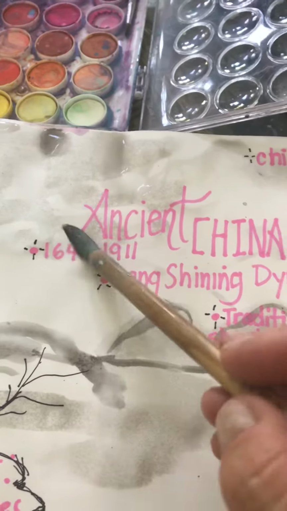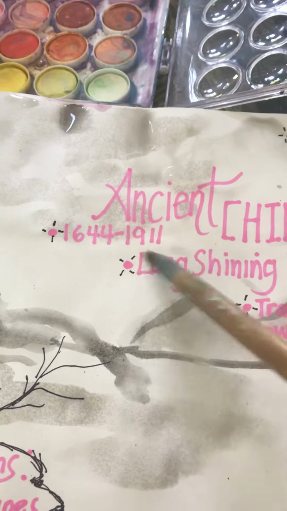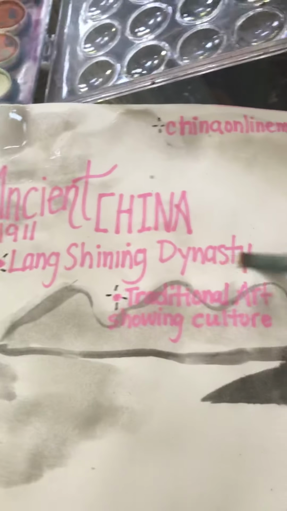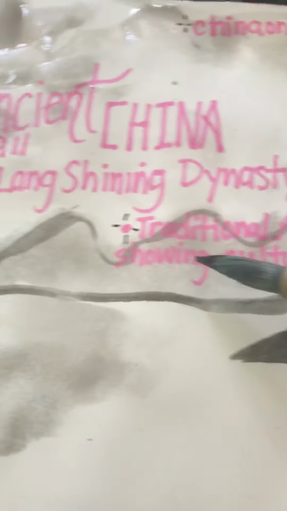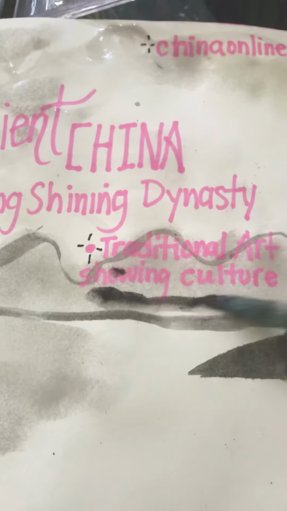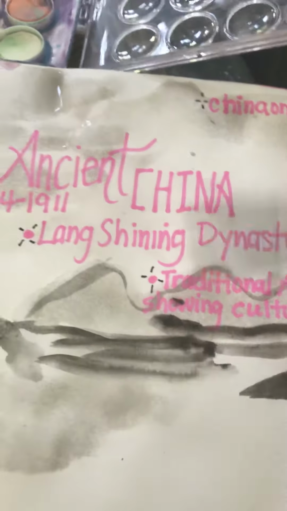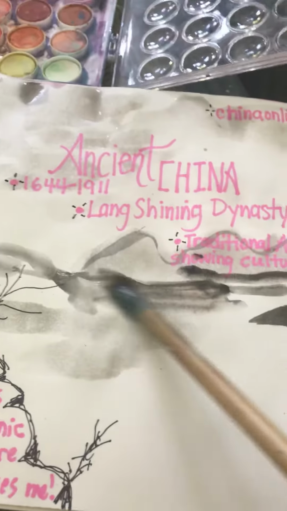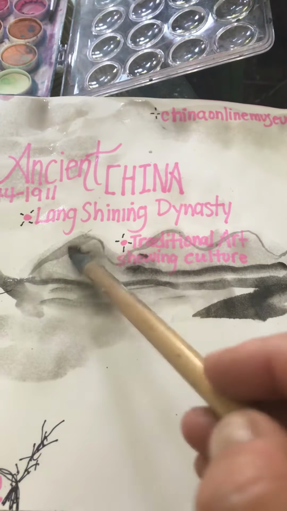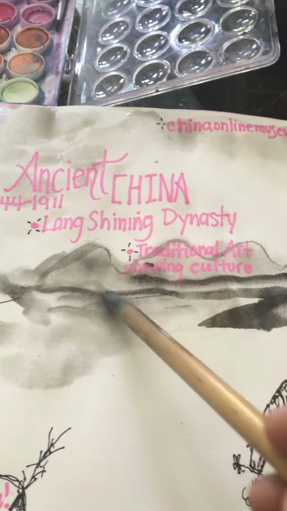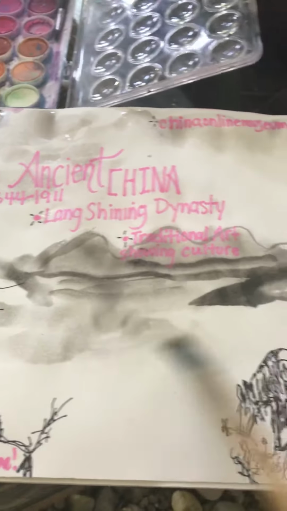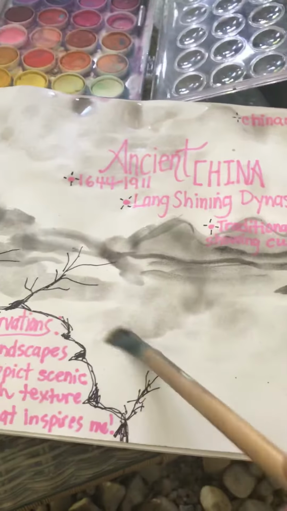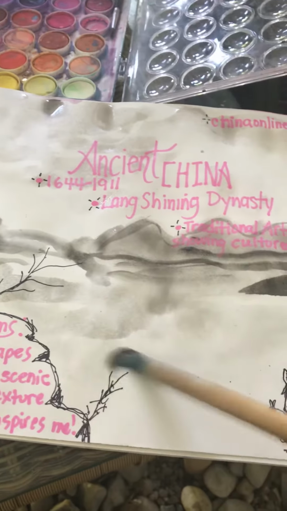Alright, my 3 facts are ancient China, 1644 to 1911. The Qing Dynasty is another fact. And another fact is traditional art showing culture. Okay? And this is something I want you guys to think of, as how can you tie in a message, a meaning with your art or culture. This quarter is where you're going to get to do so. So think about it. Think about what photography you have to show personal expression, a culture you identify with. And obviously I'm teaching you how to show the culture of China.